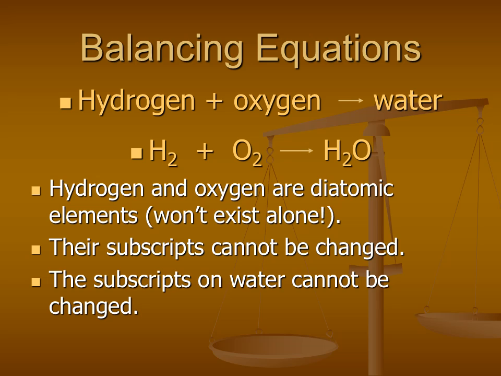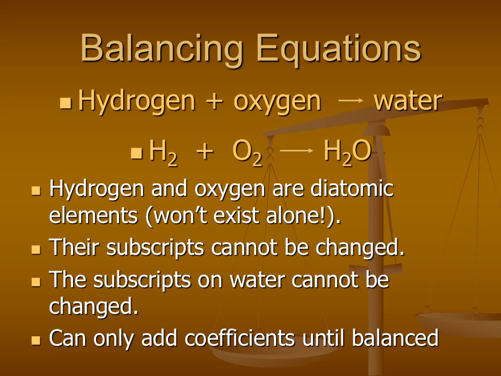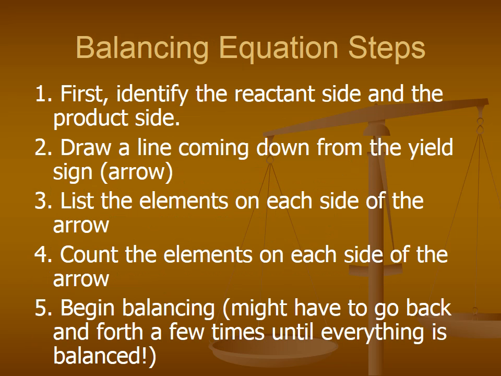We cannot change subscripts. Subscripts are the little tiny number on the bottom, right? The subscripts on water, we can't change that. We can't just stick a 2 by the O and make it H2O2, because then we're violating the law of conservation of mass, or atoms, and we're creating atoms, which we can't do. We can only add coefficients until they're balanced. So coefficient is the big number that would come before, and so we're going to work through a few of these together to do that.